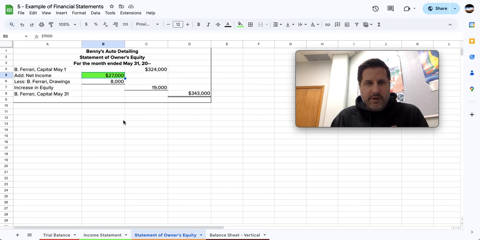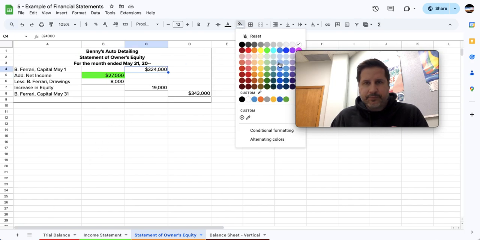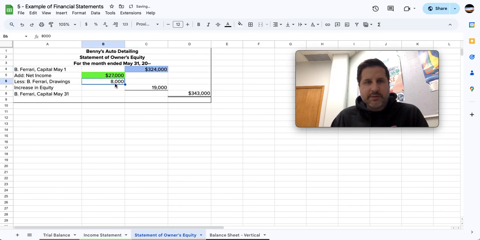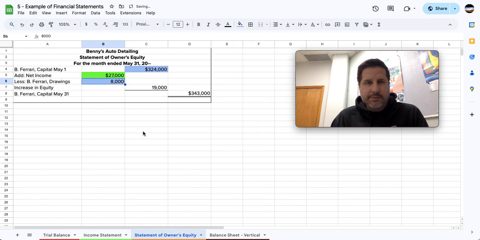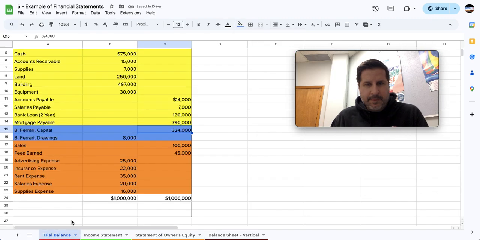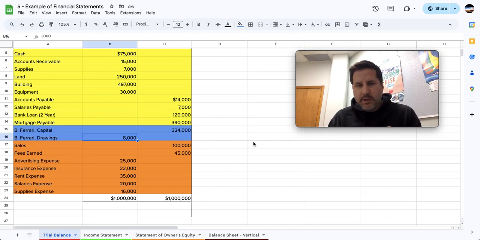This one we got from the trial balance. And then this one here, you'll notice we get from the trial balance as well. All right, so the owner took out $8,000. That's going to bring down their equity for the month.